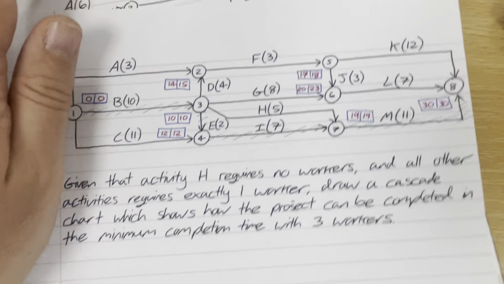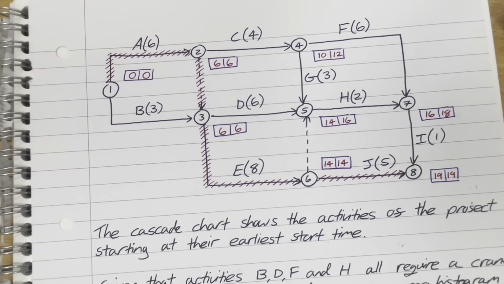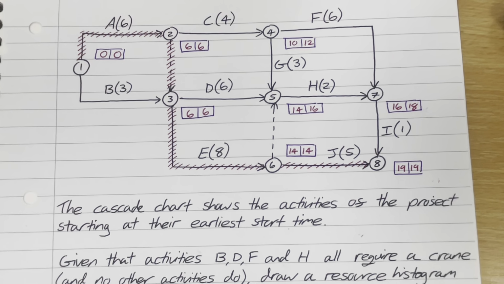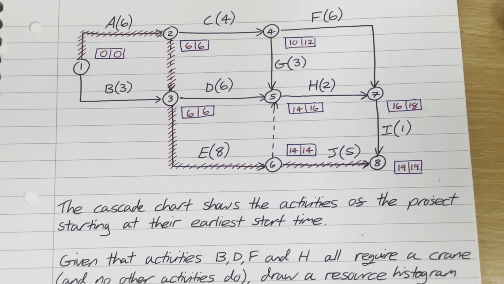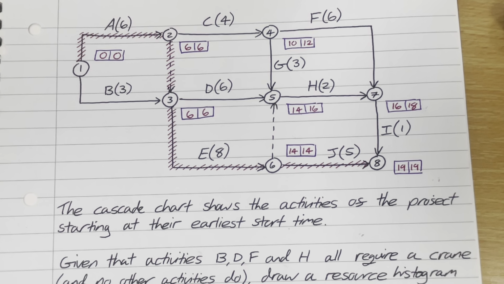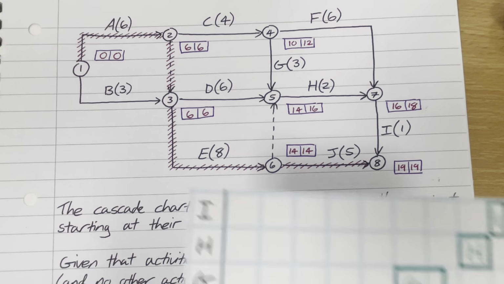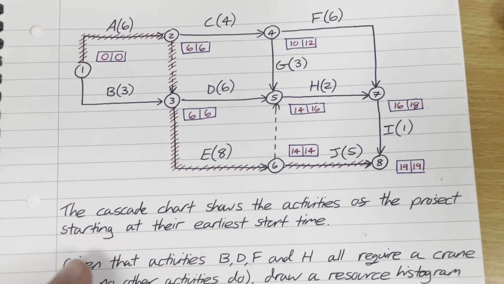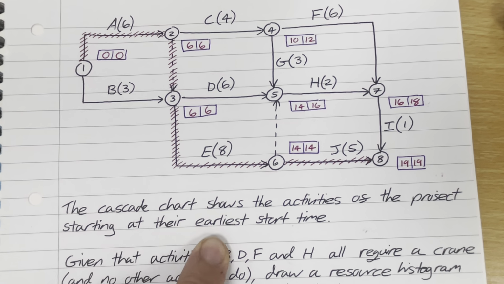Let's have a look at example number 2. So we've got this situation here. Again, I think this might be one that I created for this video actually, so I don't think we've seen this activity on Arc Network yet. But what we've got here is a cascade chart, which I'll show you imminently. It shows the activities of this project. They're starting at the earliest start time.